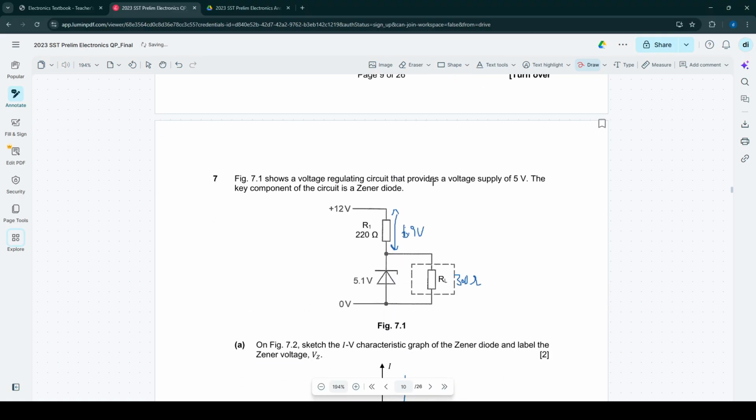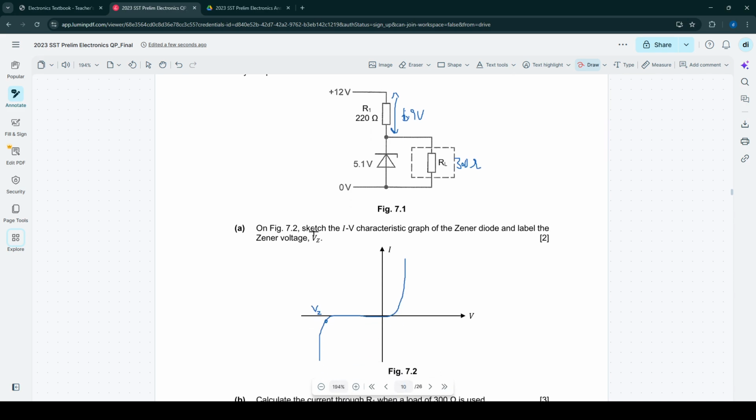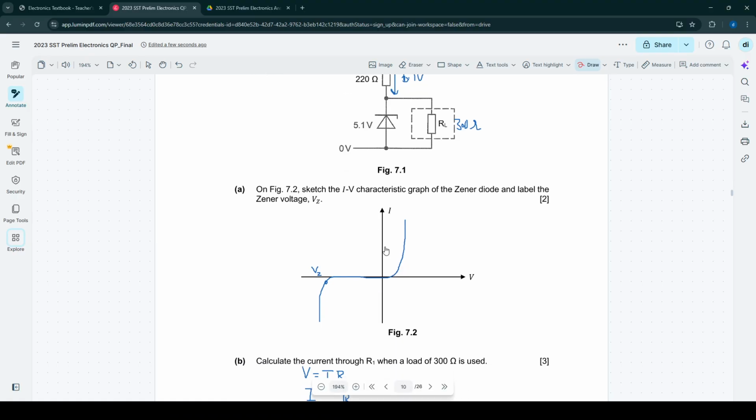7.1 shows a voltage regulating circuit that provides 5 volts. Technically, it provides 5.1 volts. Anyway, the key component of the circuit is the Zener diode. That's true. Okay, 7.2, which is this: sketch the IV characteristic graph of the Zener diode and label the Zener voltage.